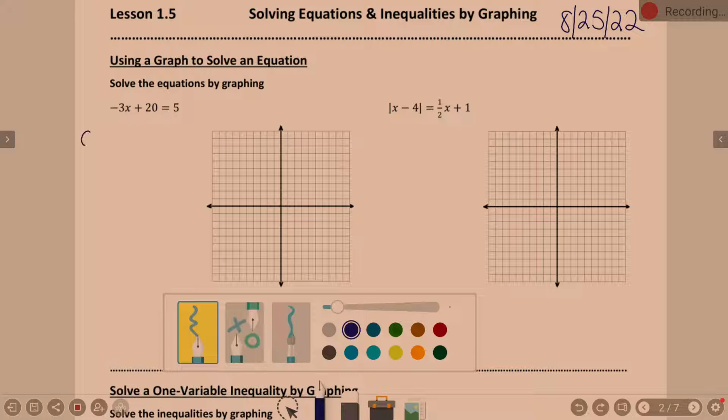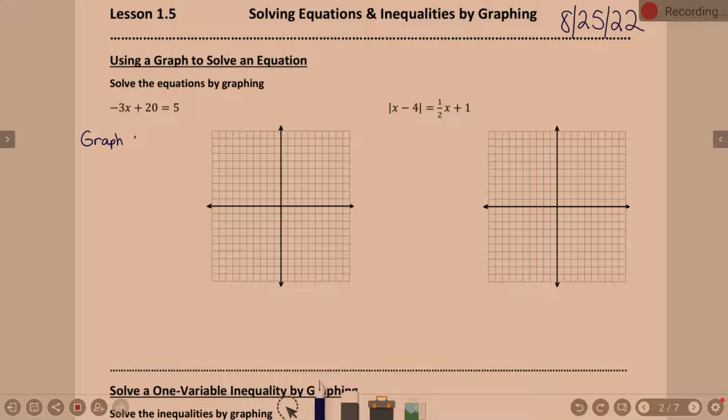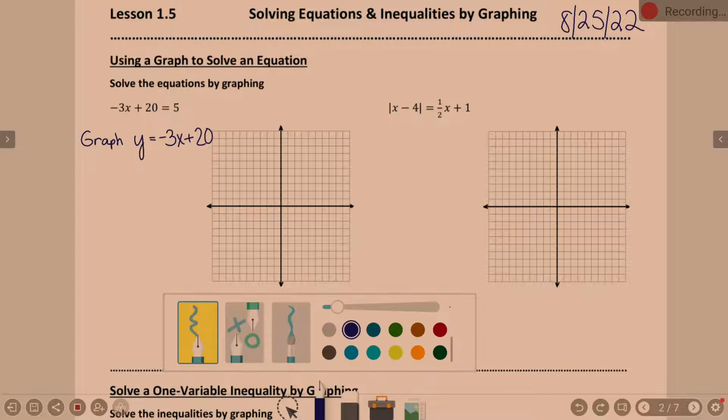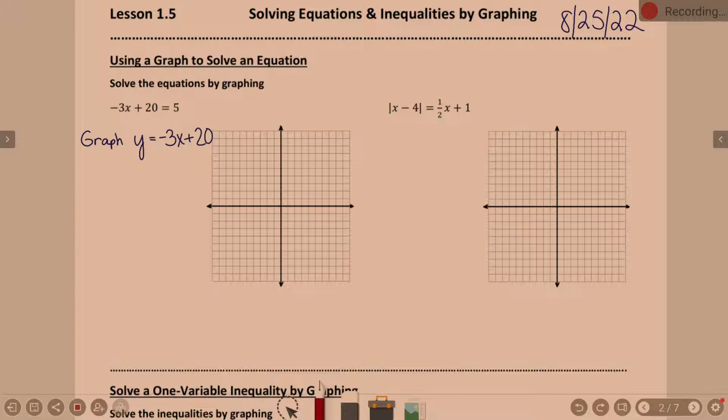is we're going to turn them each into individual pieces. One piece is we're going to look at the left, and we're going to graph negative 3x plus 20. So we're going to graph y equals negative 3x plus 20. And then we're going to look at the other half. What's the other half? The other half is 5. So y equals 5. So what we're doing is we're breaking this apart and looking at it in two pieces.